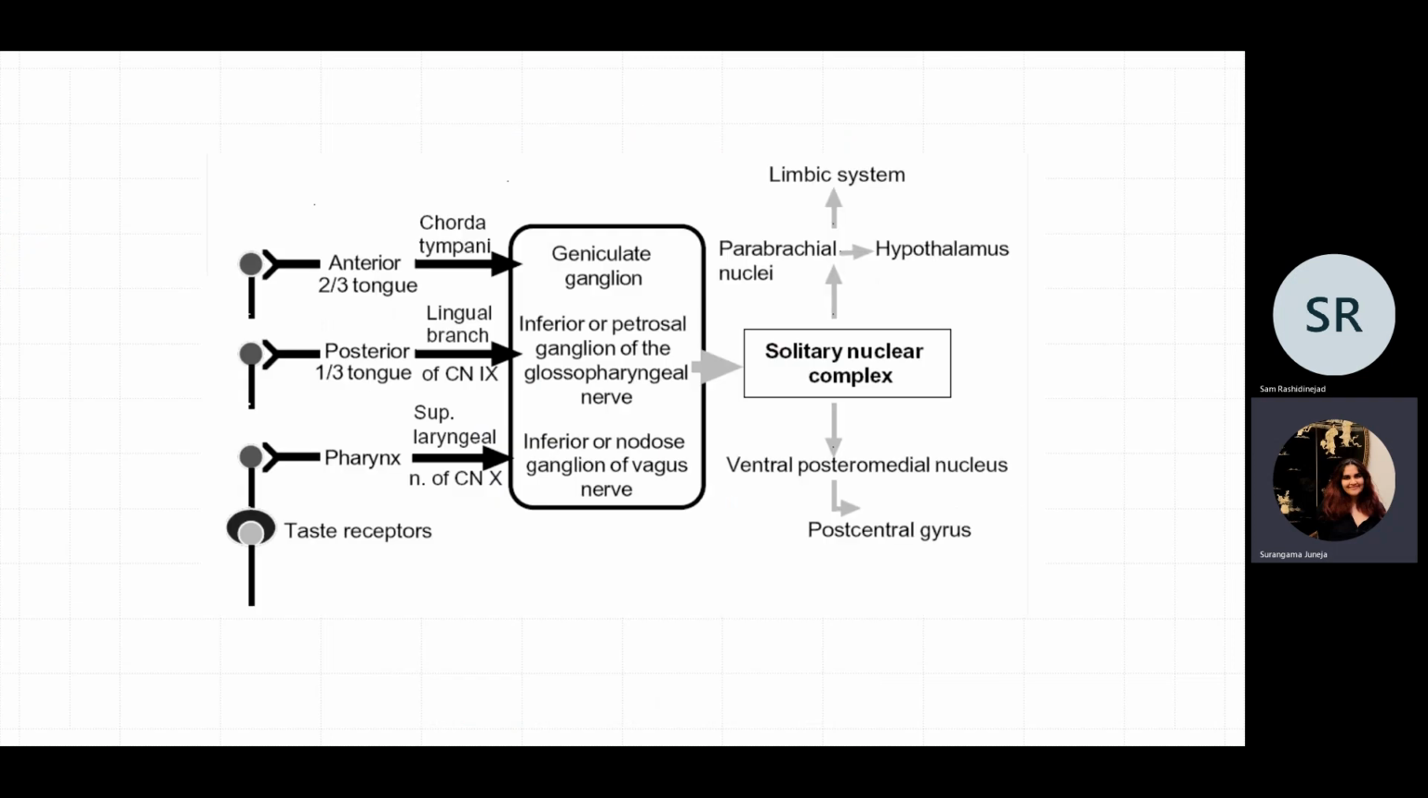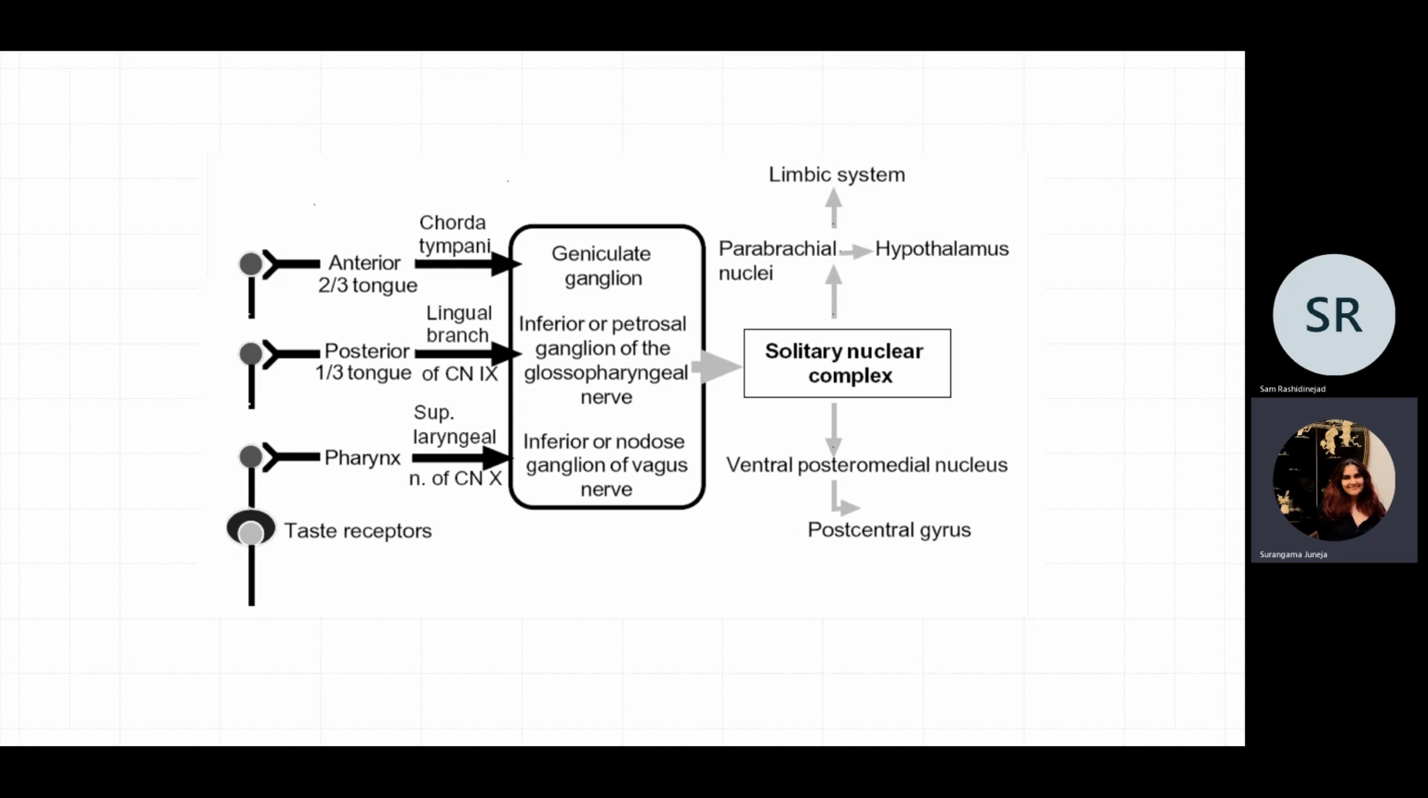As you see on the next slide, the anterior 2/3 of the tongue is supplied by facial nerve 7. A very important reference here would be that it's the chorda tympani branch, which goes into the geniculate ganglion. Posterior 1/3 would be the lingual branch of the glossopharyngeal, and it goes into the inferior or petrosal ganglion of the glossopharyngeal nerve. And then you have the remaining, which is connected to the pharynx and goes into the superior laryngeal part of the 10th nerve, going into the inferior ganglion of the vagus nerve.